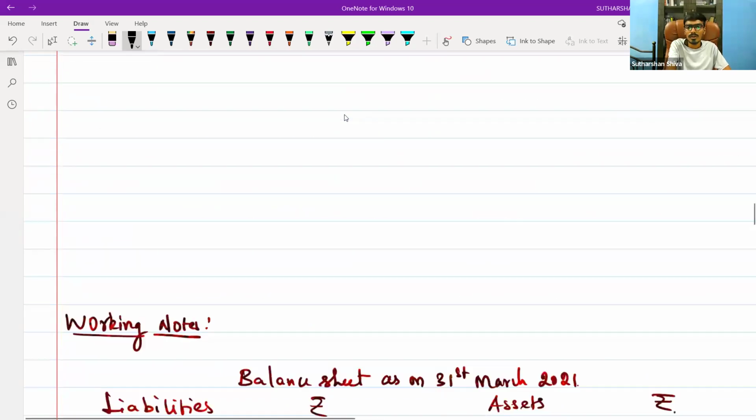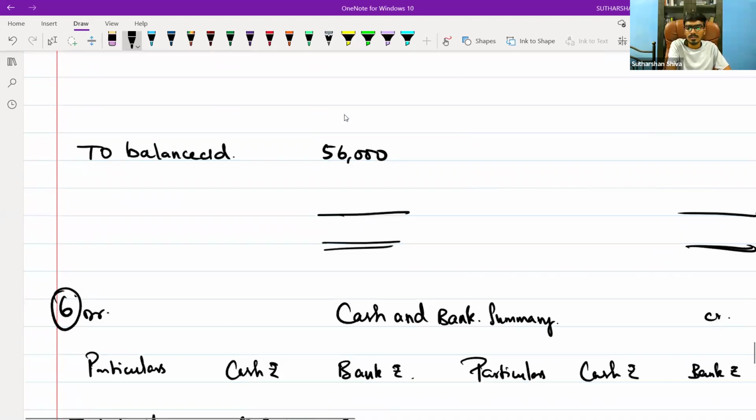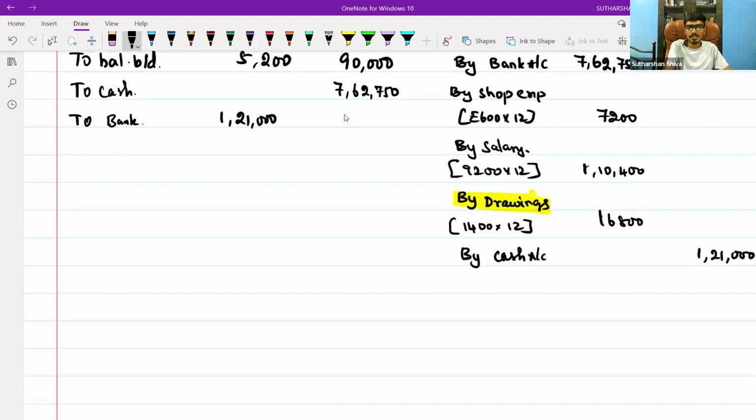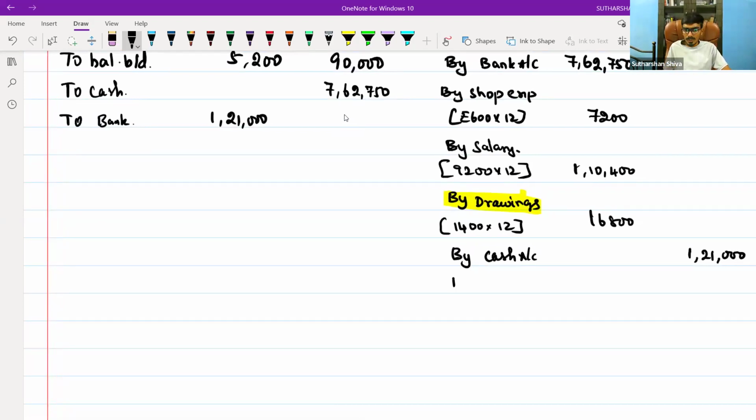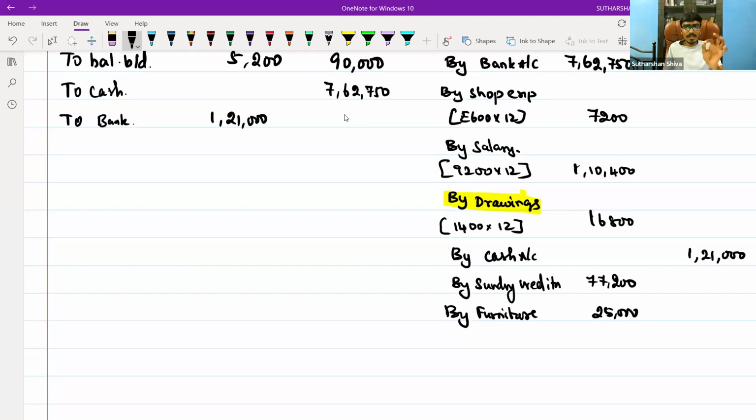So first I will go to my cash book. On my credits, I will write down first, by sundry creditors. How much cash payment is done? 77,200. Then by furniture. How much? 25,000. Tell me, is furniture a capital expenditure or a revenue expenditure? Capital expenditure. Very good.